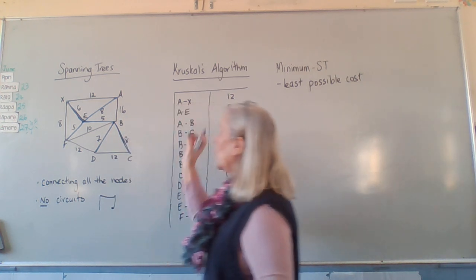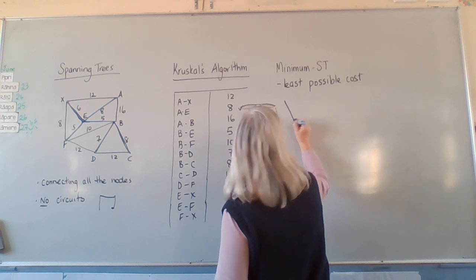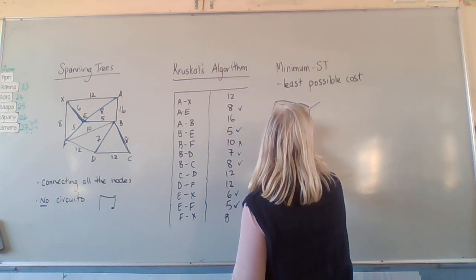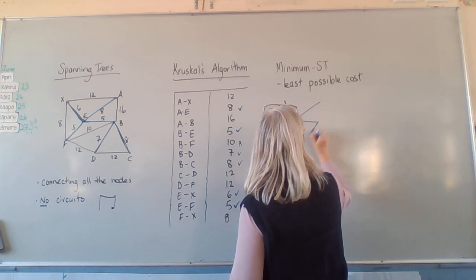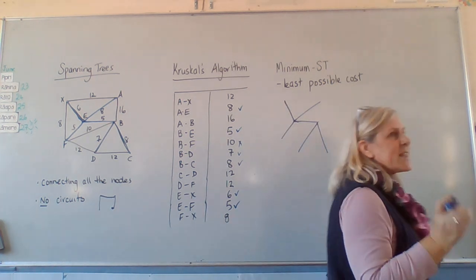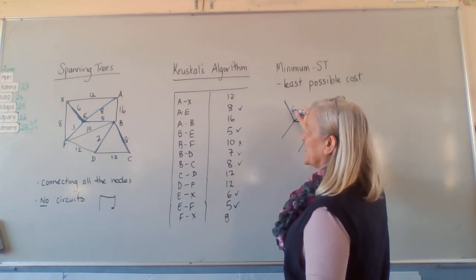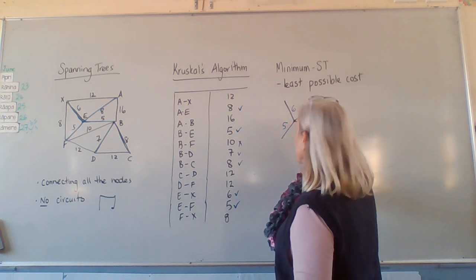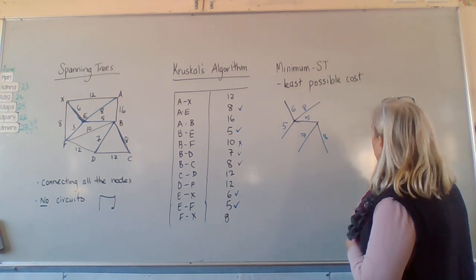So that blue spider-looking thing, I draw it out. I've got this one, this one, this one, this one, this one, and this one. That spider-looking thing is the minimum spanning tree. It's got a value of 6, 8, 5, 5, 7, and 8. So we would add up that for its value.